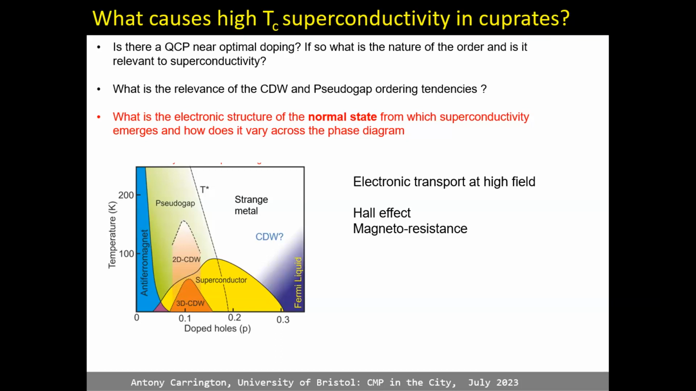And so we're going to tackle this problem by looking at electronic transport at high field, in particular the Hall effect and magnetoresistance. And for reasons which will become clear, we're mainly going to concentrate on this overdoped side here.